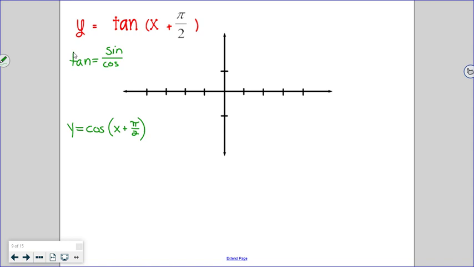Okay. Denominator is cosine. I rewrite it as cosine. The only transformation happening on this is that we have a phase shift. Which direction is this? Left, pi over 2. No change on my numbering, so I'm going to come over here and number like normal. I'm going to dot out my cosine curve, but I'm going to start left pi over 2 of my usual. So my usual would be here at 1, 0, 0, 1. Move it left pi over 2.